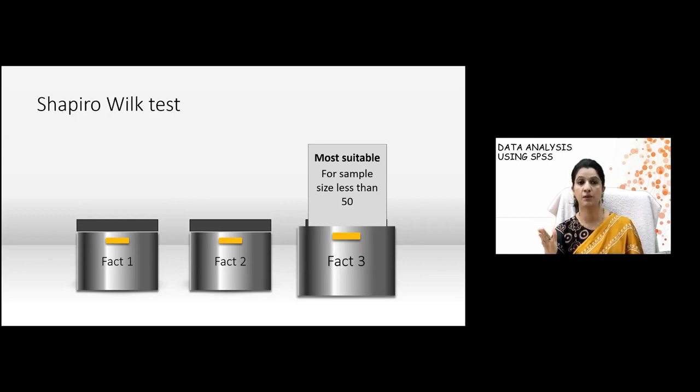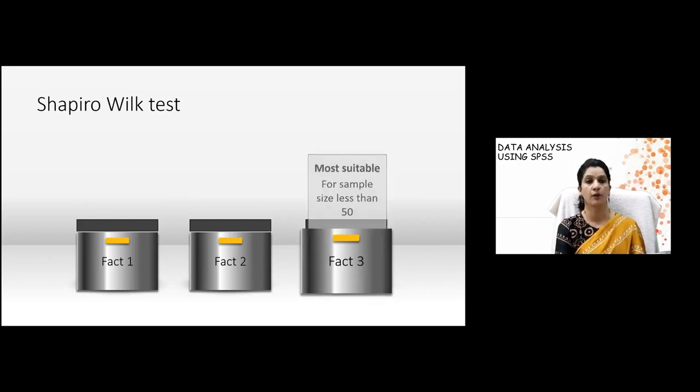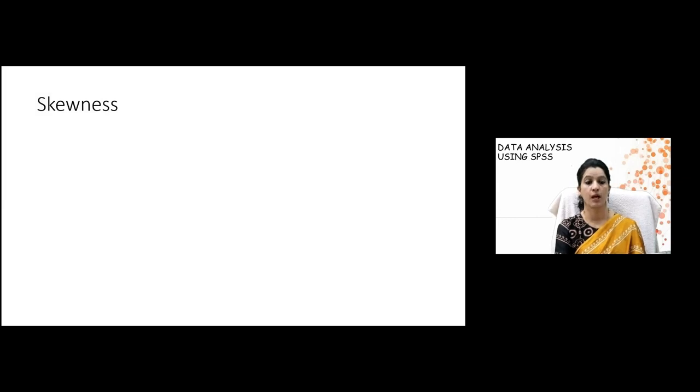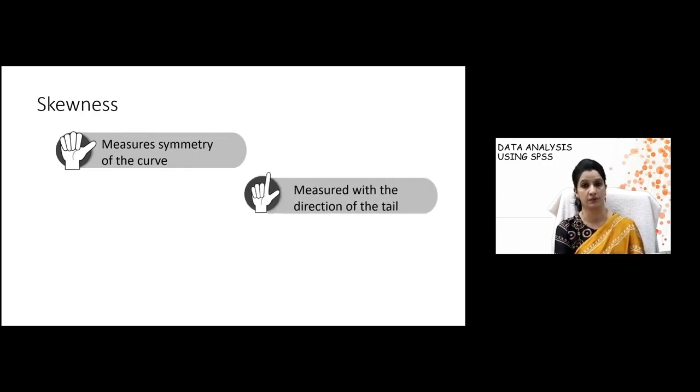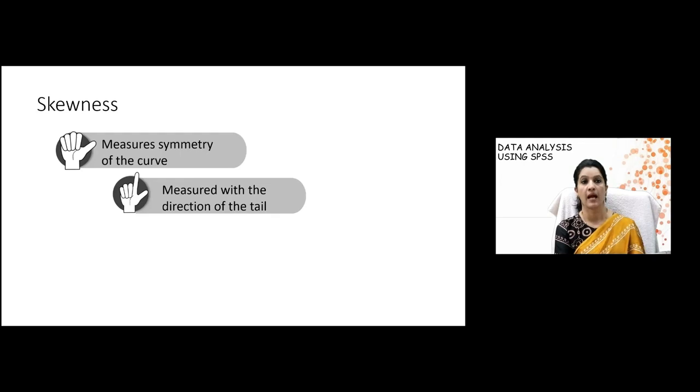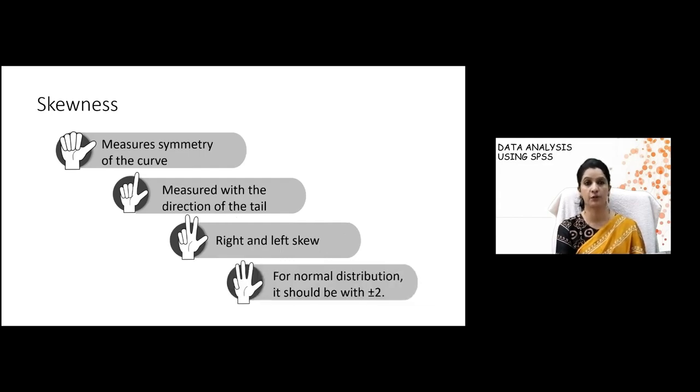We have discussed also that if the sample size is less than 50, we use more objective way for the assessment of normality. So now coming to skewness. So what is skewness? Skewness is basically, it measures the symmetry of the curve around the central peak. And it is measured with the direction of the tail. So if you see a bell-shaped curve or a curve, the direction of its tail tells you about the right skewness or about the left skewness.